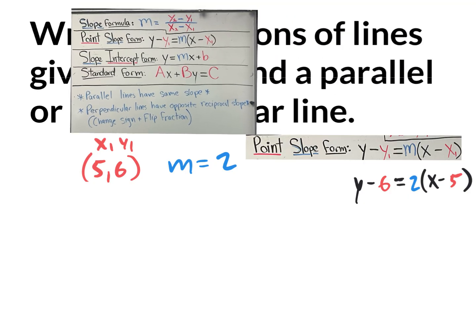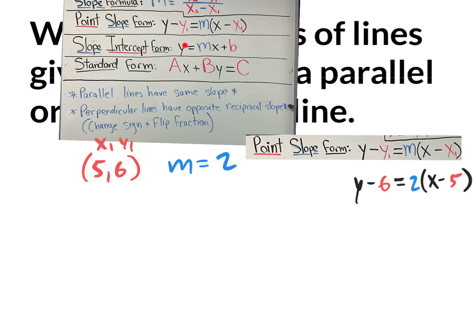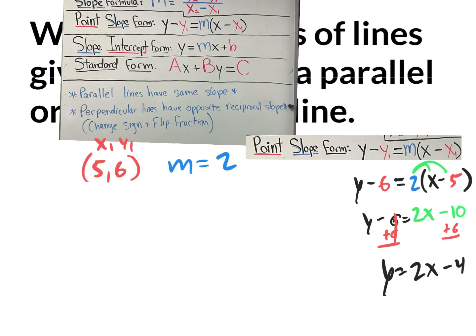Now, if you want it in slope intercept, that is y equals mx plus b. Okay, slope intercept y equals mx plus b. So if you want y by itself, and of course you don't want these parentheses, you would distribute the 2. So you would go 2 times x, that's 2x. You would go 2 times -5, that's -10. And you still have the y minus 6 equals, and then you'd get rid of the -6 by adding 6 and adding 6. So you'd have y equals 2x minus 4. Okay, was that difficult? No, right?